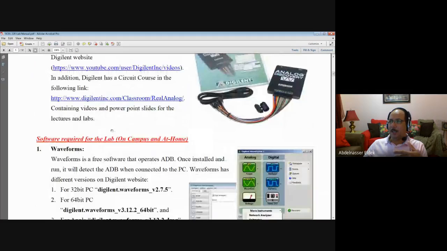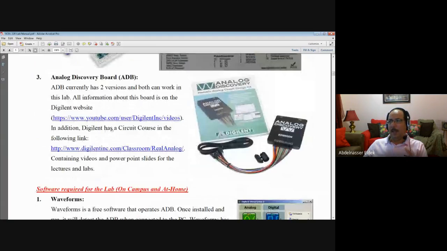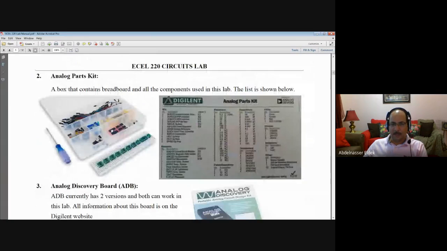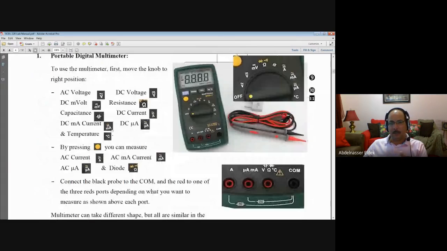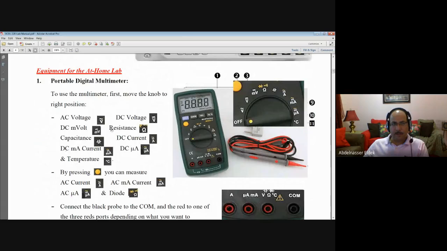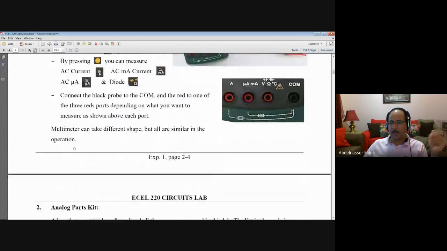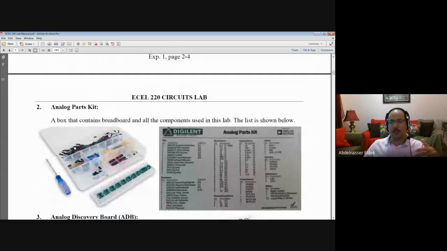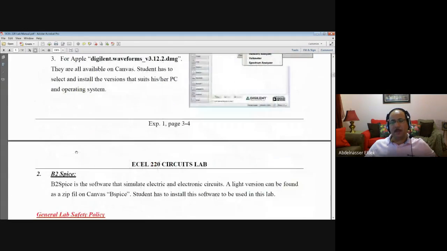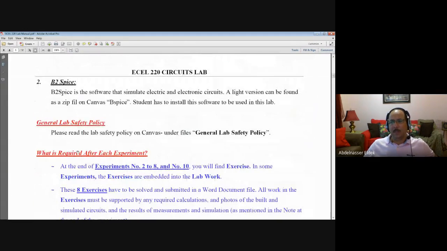You're supposed to buy the Analog Discovery board and the analog parts kit to do the lab. You also need to buy a multimeter, any multimeter. There are some multimeters that are very cheap. You don't have to buy a fancy one. This one I believe is around $32, but there are some in Walmart, in Harbor Freight, in AutoZone, in many places. You can buy any one you like, but it's better to buy a digital one. This is all you need to know about the lab.